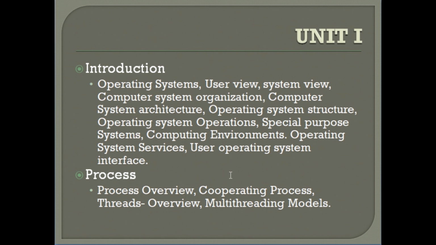One application can contain hundreds of processes inside it, not even hundreds, sometimes even thousands. That depends on the size of the application. So how the operating system provides a way to execute these processes, that we will study here. With the overview of the process, we will study what is a process and how exactly it is handled in an operating system. Next, cooperating process.